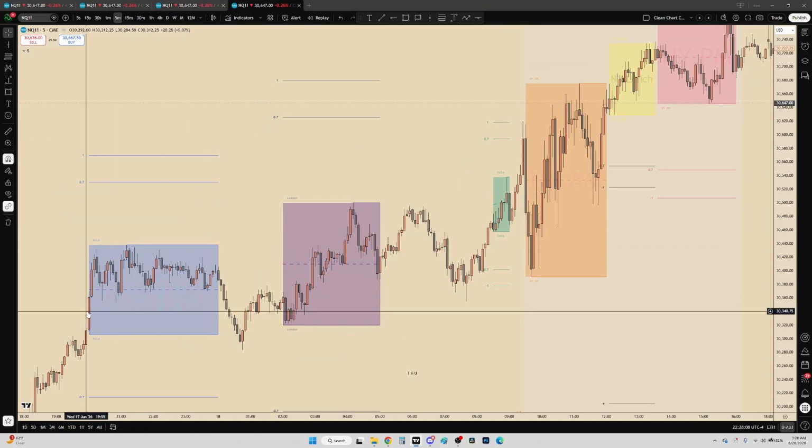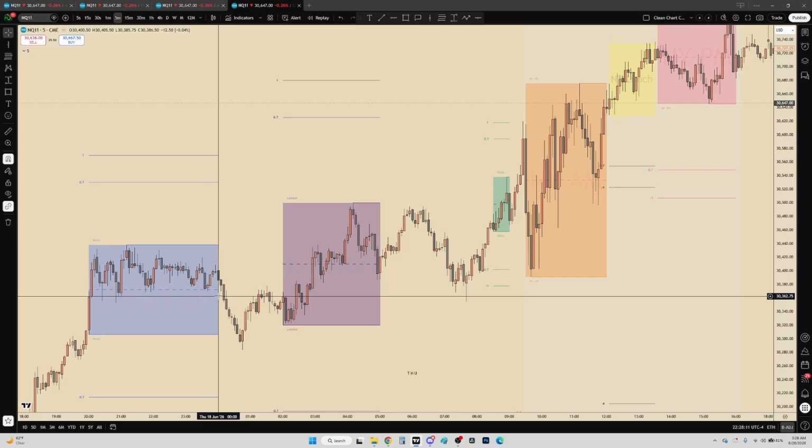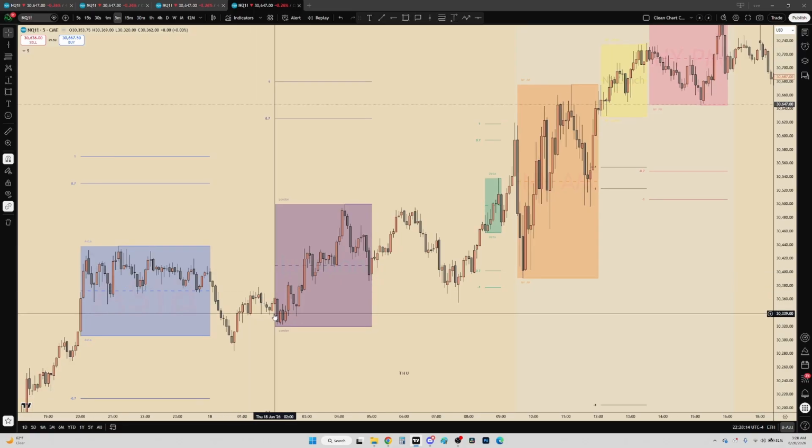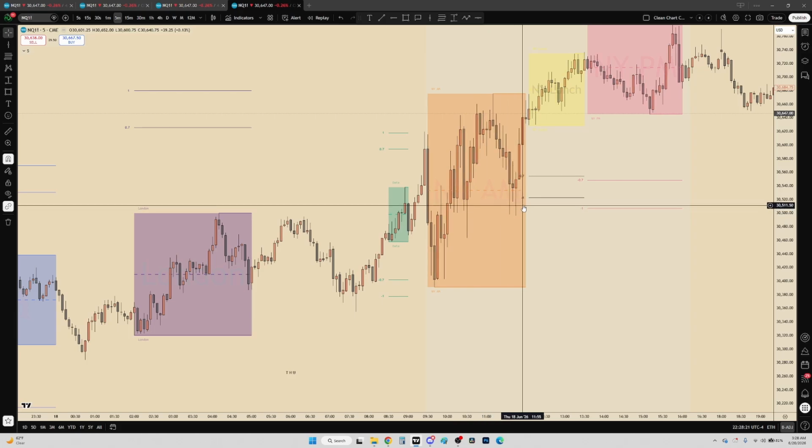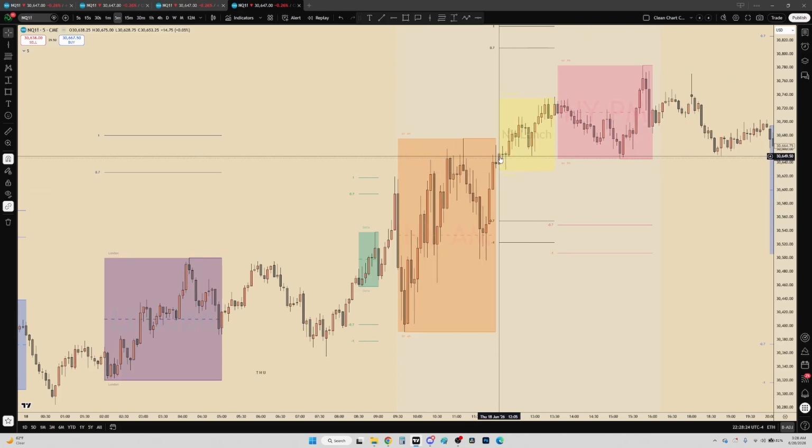Asia session is from 8 p.m. to midnight. London session is from 2 a.m. to 5 a.m. Don't worry about the data. New York AM session is 9:30 to noon, and then New York lunch is noon to 1:30, and then New York PM is 1:30 to 4 o'clock.